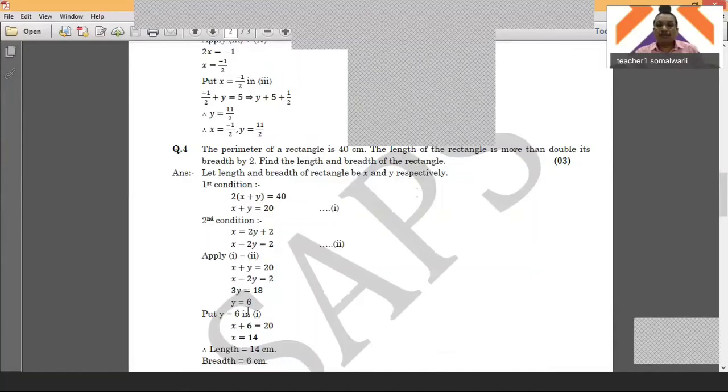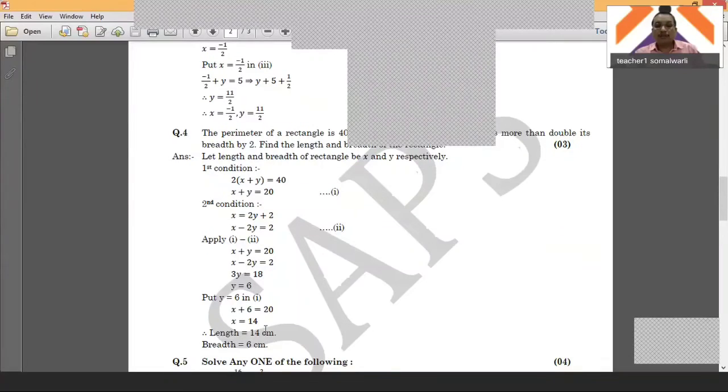Putting this in equation number 1, it will become simple for us to find the value of x. So x plus 6, because the y value is 6, x plus 6 is equal to 20. That gives x is equal to 20 minus 6 is equal to 14. So the value of x is 14. What we got: x, 14, means length. The length of the rectangle is 14 centimeters and the breadth of the rectangle is 6 centimeters. In this way, you have to write your answer. The question was to find the length and breadth of the rectangle. So length is 14 centimeters and breadth is 6 centimeters.